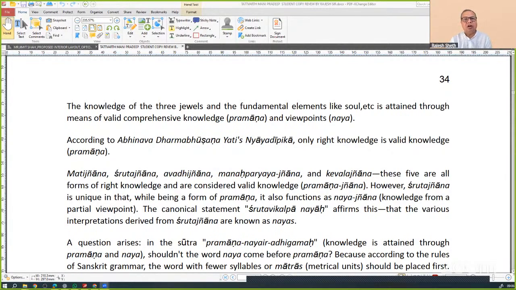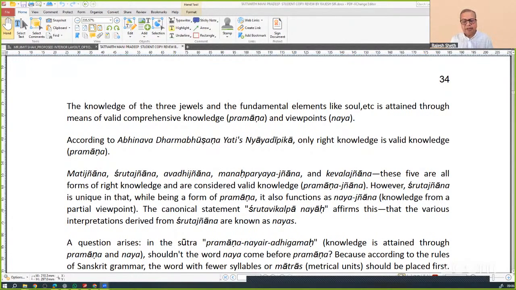So in sensory knowledge, the viewpoints are not applied. Only in scriptural knowledge are the viewpoints applied. It also functions as knowledge from a partial viewpoint. The canonical statement, Srut Vikalpa Naya, affirms this, that the various interpretations derived from Shrut Gyan are known as Nayas. So this is what we need to know about aphorism number 6, Praman and Nay.